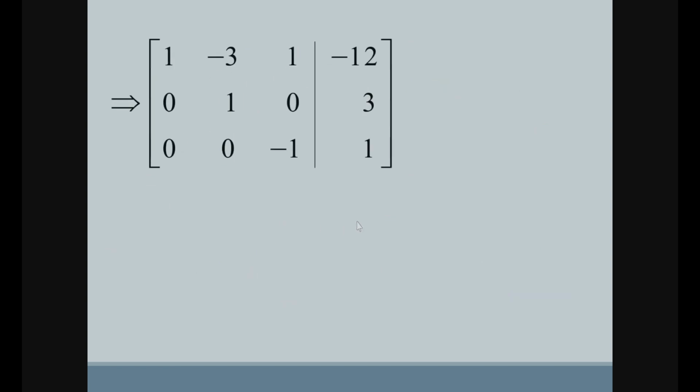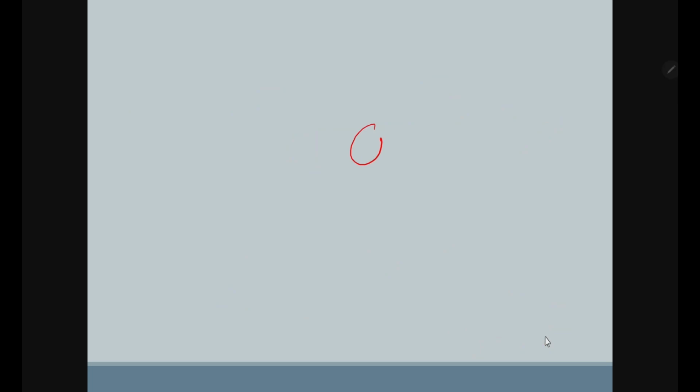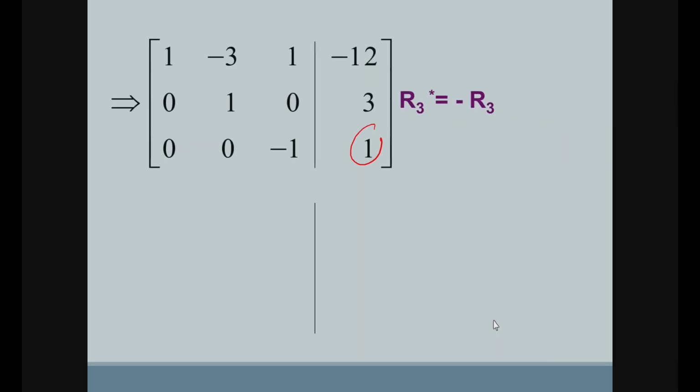Okay, negative 1. And then here the same thing by using the formula negative 5 R2. Okay, negative 5 times just now is 3. So negative 5 times 3 can be negative 15. Negative 15 plus 16 can be 1. Okay, that's why we get 1 here.